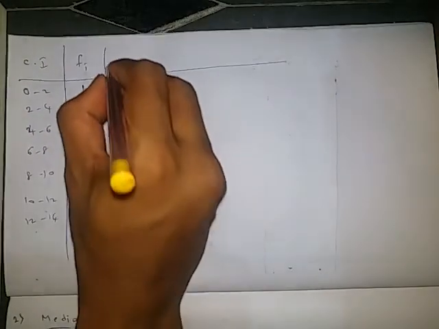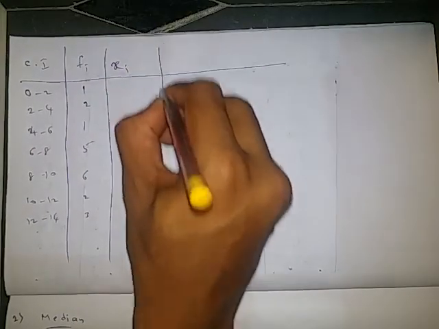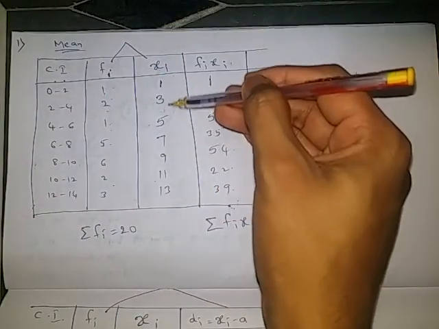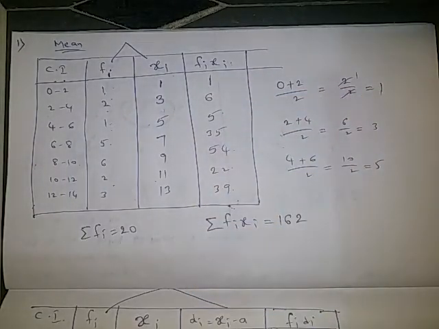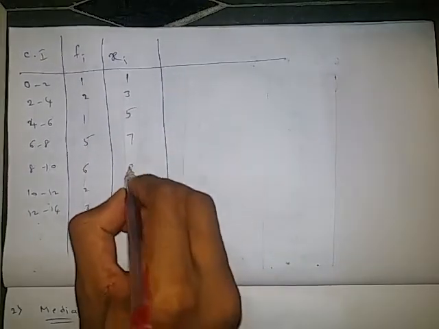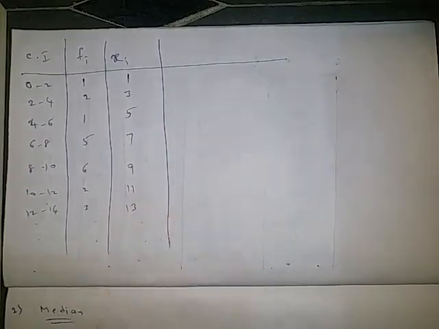So these two columns they will already give in the question itself. So the third column is xi, that is class marks. In the previous problem also we did the class marks of the given data. Those are 1, 3, 5, 7, 9, 11, 13. Now let us write the same as it is: 1, 3, 5, 7, 9, 11, 13.